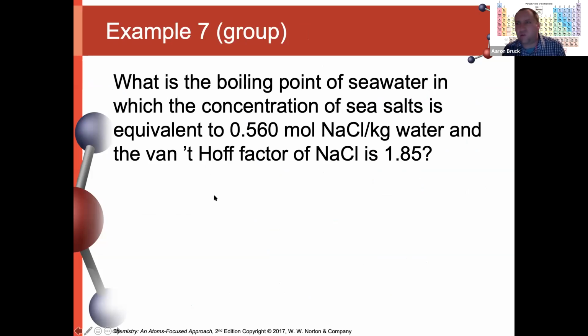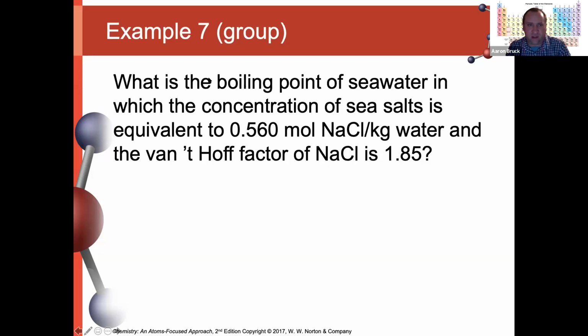All right, let's do this one together, and we'll just kind of walk through it. Here we have a seawater concentration where the concentration of the sea salts in the water is equivalent to about 0.560 moles of NaCl per kilogram of water, and the van 't Hoff factor is 1.85.